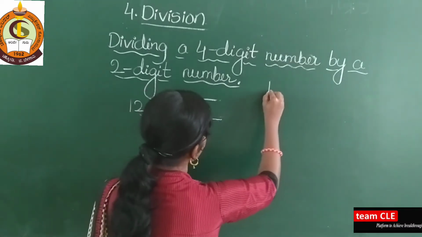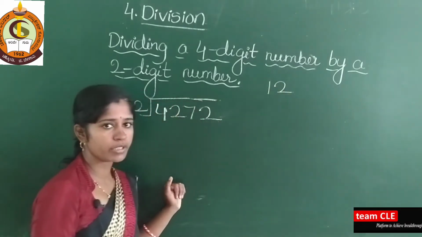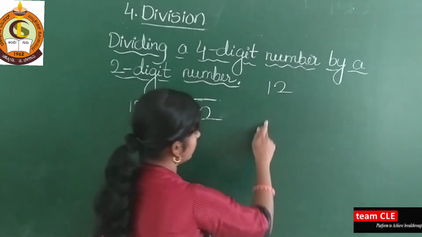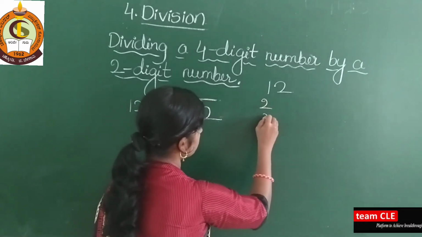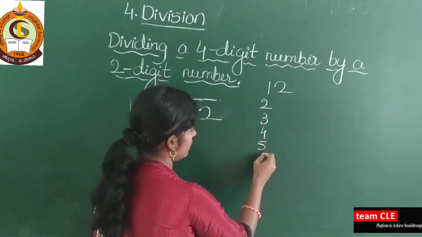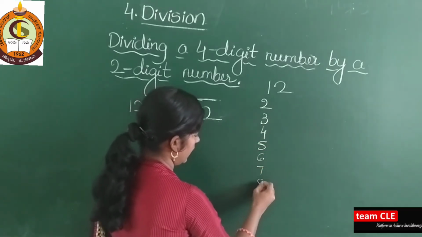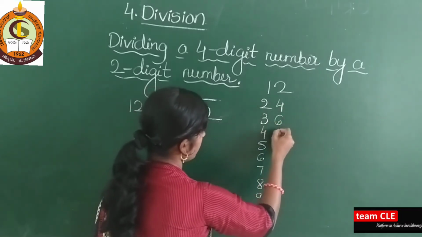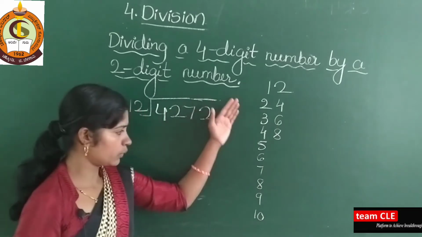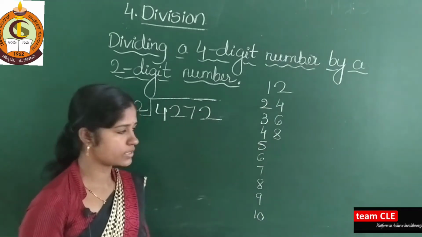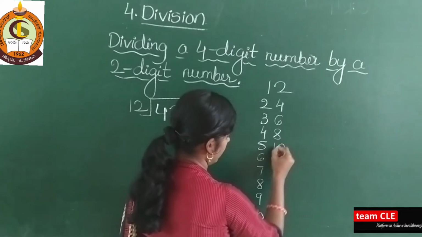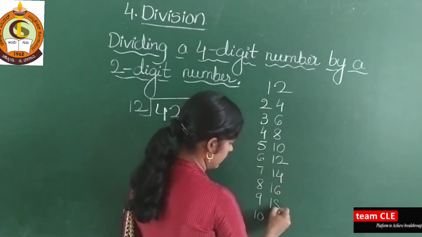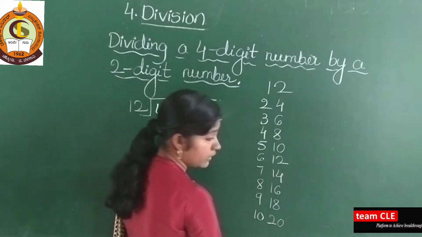See here, first you write 12. I want the 12 ones table, so first of all you have to write 12. Next you write 1, 2, 3, 4, 5, 6, 7, 8, 9, 10. Next you write 2, 4, 6, 8, the 2 ones table. Next you write 10, 12, 14, 16, 18, and next you write 20.